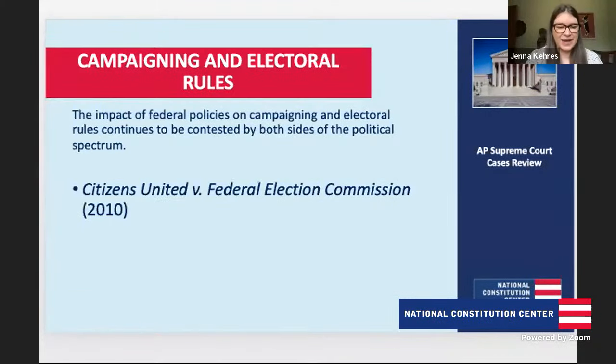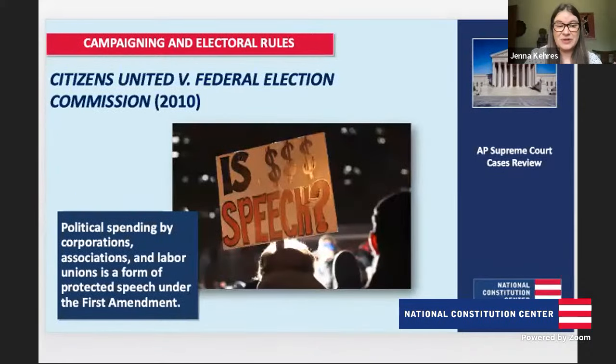All right, so our next category is looking at campaigning and electoral rules, and our most recent case on the list, which is Citizens United. So tell us about Citizens United v. Federal Election Commission in 2010. Why is this one important?